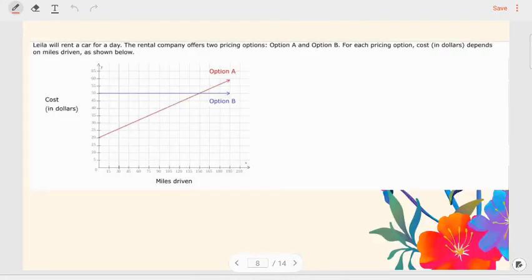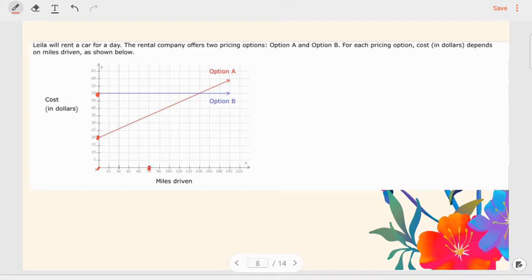So let's look at a real life example. Here's kind of when we would see systems in real life. It says that Layla will rent a car for the day. The rental company offers two pricing options, option A and option B, so I'm comparing two different options and trying to see which one's better. For each pricing, the cost in dollars depends on the miles shown. You can see on my graph, if I drive 0 miles, for option A it's going to cost me $20, and for option B it's going to cost me $50. So option B is costing me more than option A at this point.